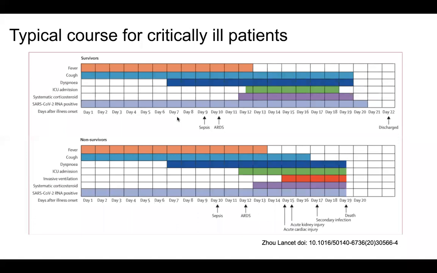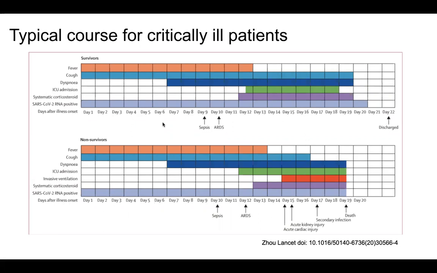In this study, they found the median time to discharge, so from admission to discharge, was 22 days. The median time to mechanical ventilation was 14.5 days, and the median time to death was 18.5 days. So again, the mechanical ventilation happening later, maybe in that second stage of the disease. Next slide, please.